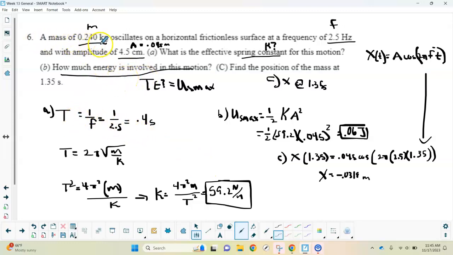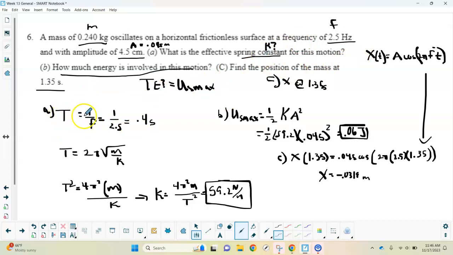It says a mass of 0.74 kilograms oscillates on a horizontal frictionless surface at a frequency of 2.5 hertz with an amplitude of 4.5 centimeters. So lots of things told there, and I labeled it. I converted centimeters to meters, so 0.045 for that amplitude. It says, what is the effective spring constant, or what's K for this motion? And then how much energy is involved, and then what's the position of the mass at 1.35 seconds.